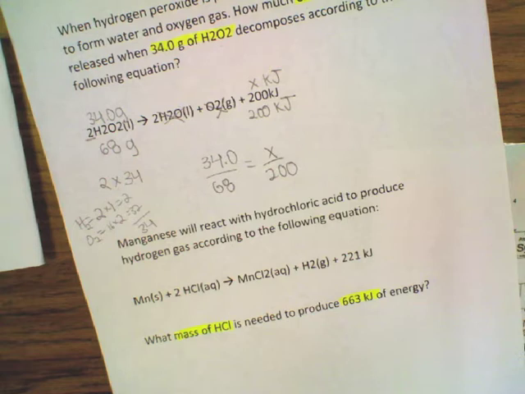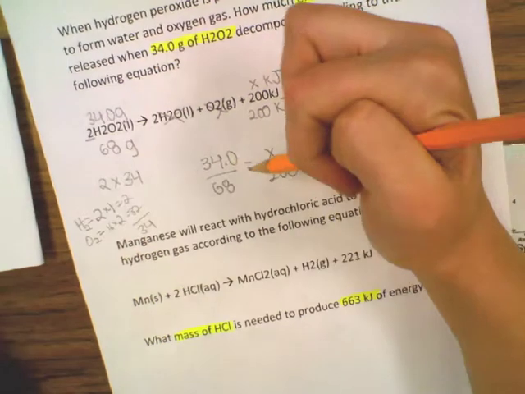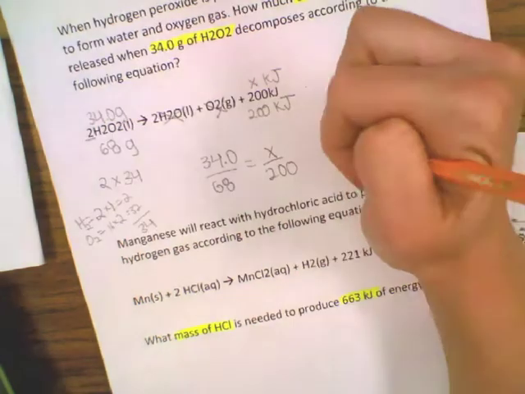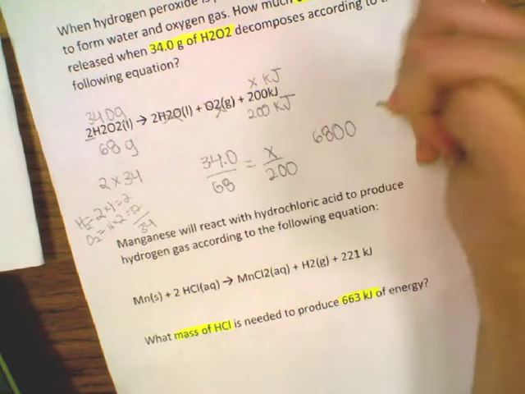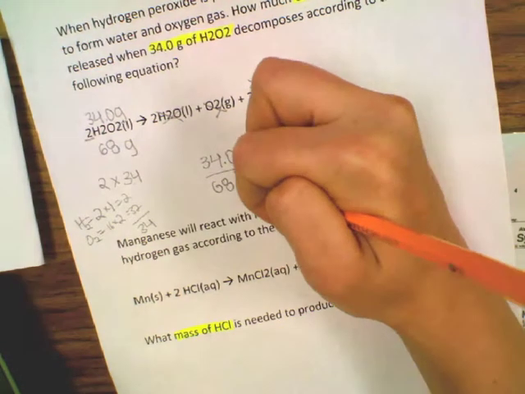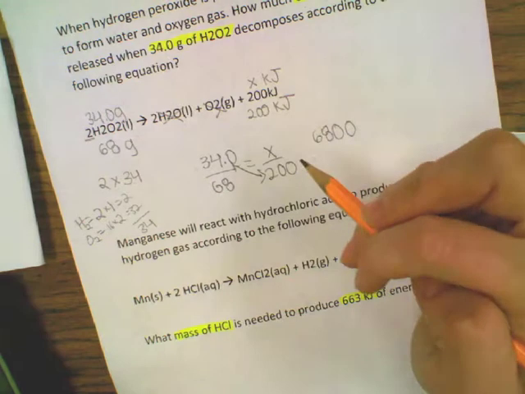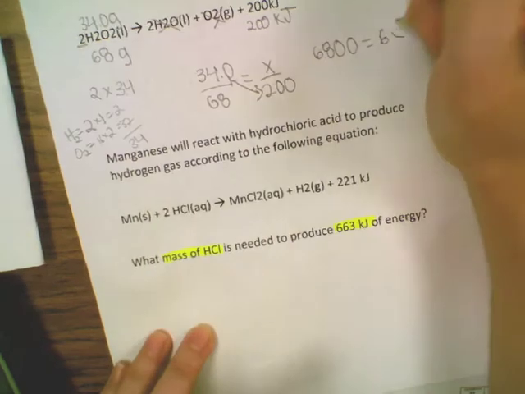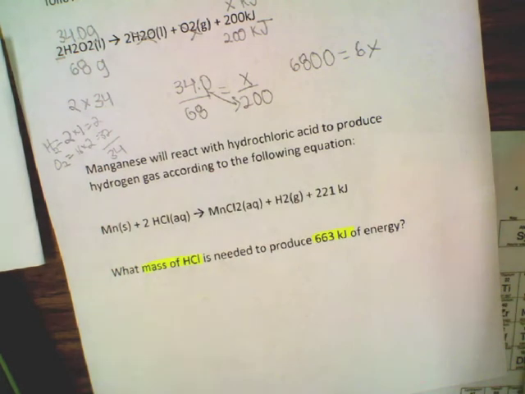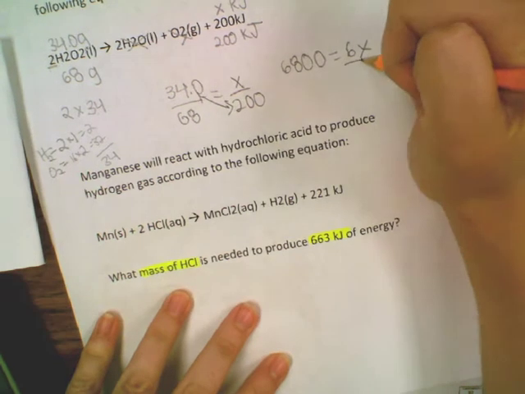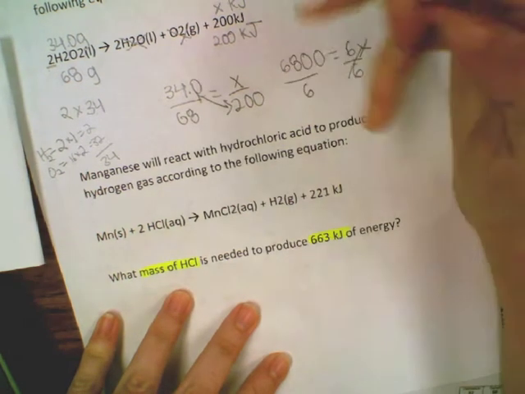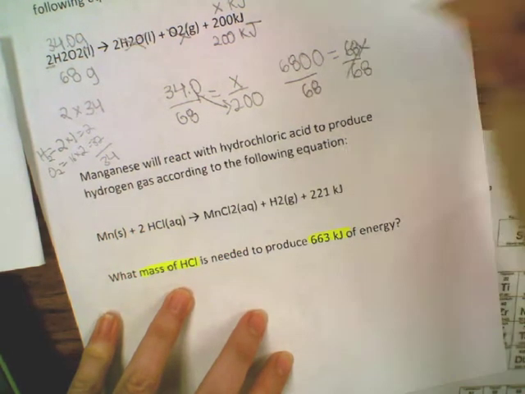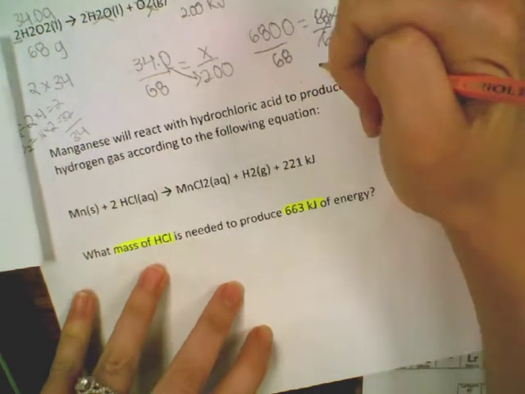So we have 34 times 200, and you'll get 6,800. Okay, so I cross multiplied these, and now we have that set equal to 68 times X. And in order to get X by itself, I'm just going to divide both sides by 68. Excuse me, missing a number there. So your answer will be 100.